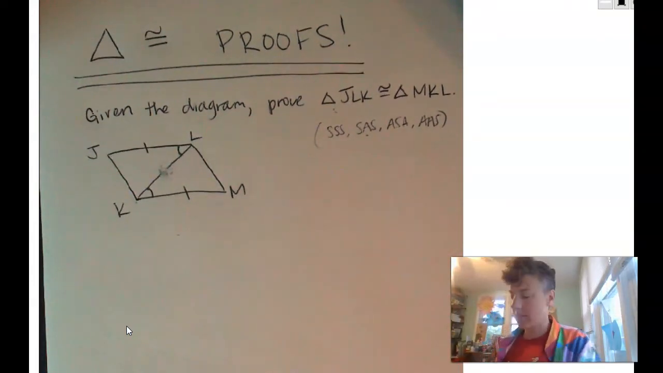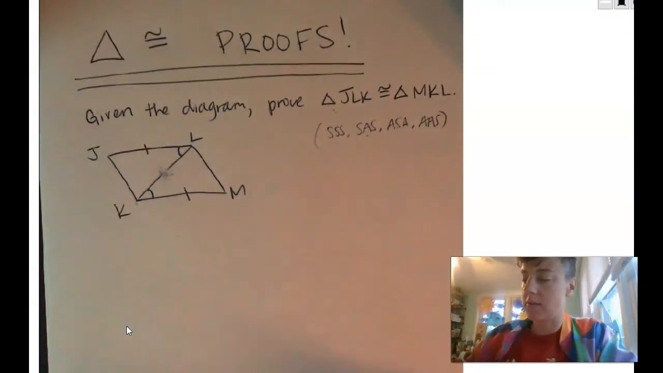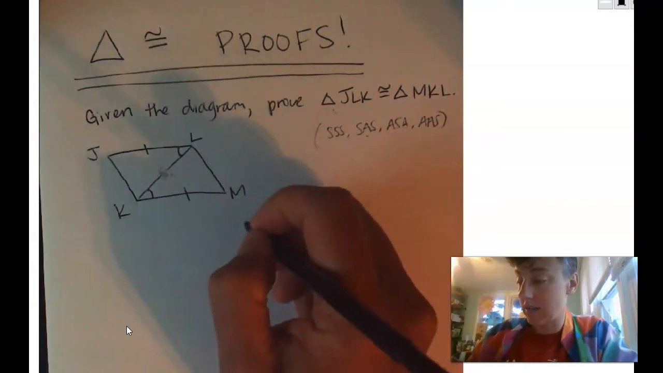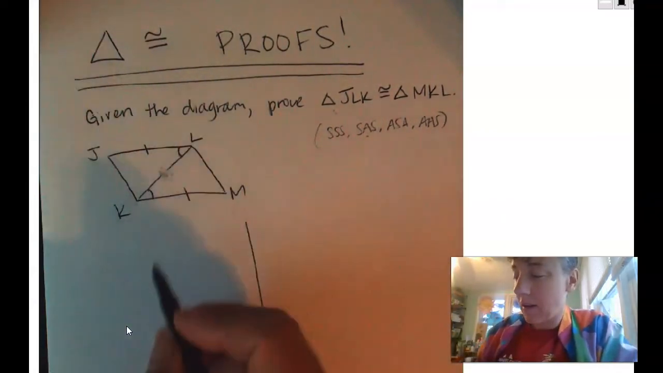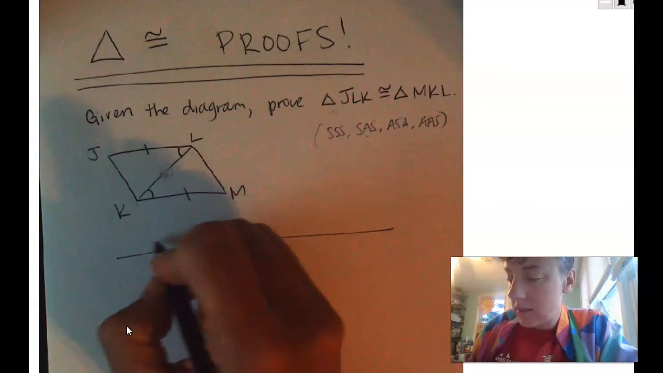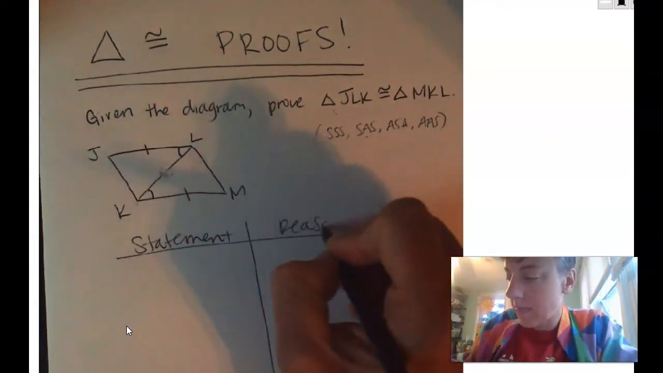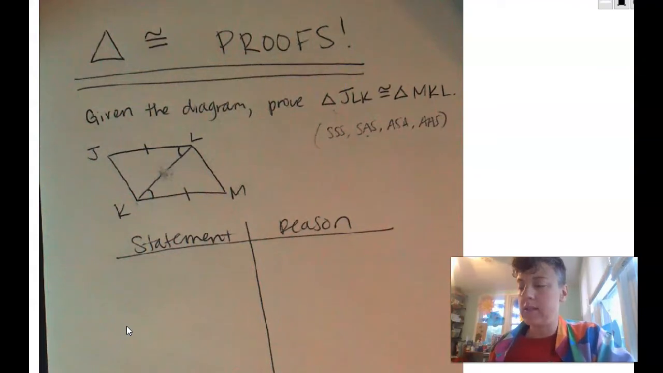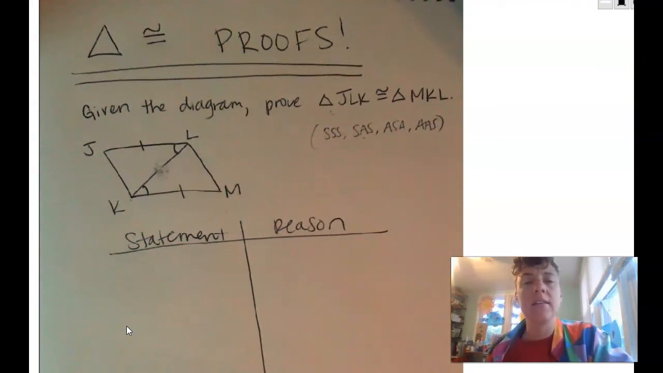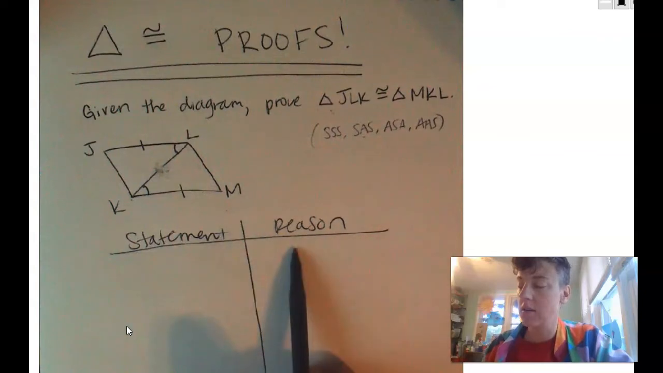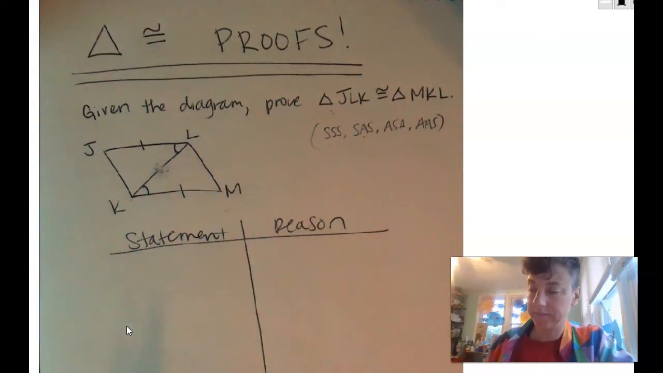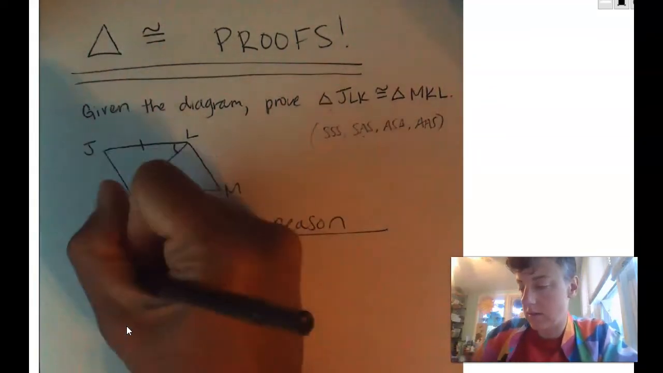Great. All right, so I said we're going to have a reason for every single statement that we write. To make sure that happens, we're going to organize our work in a statement and reason column. Statement and a reason. Anything that is in the diagram already, the reason will be that it is given. So let's start writing some stuff.